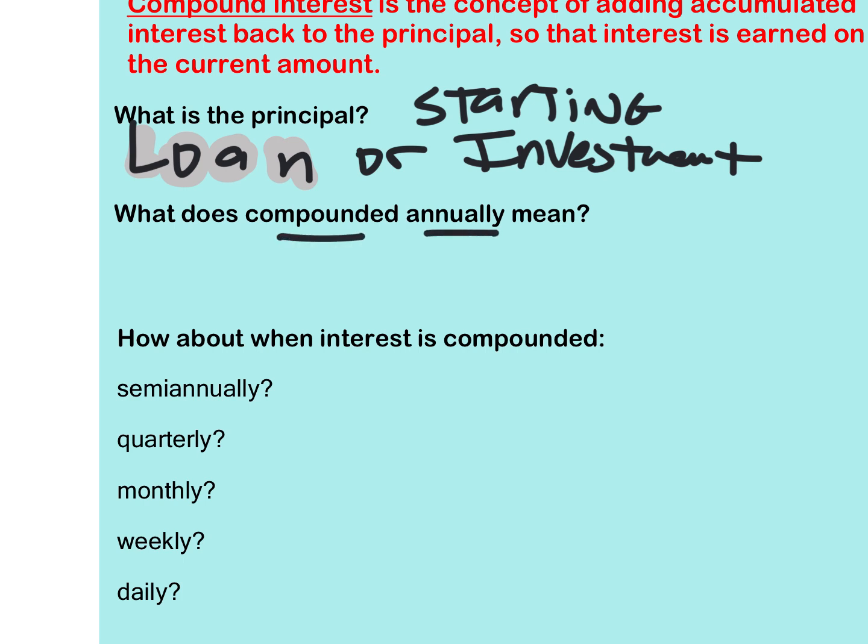That means every year, annual means year, once a year, you get your money or you pay your money. Is annual the way most things are done in the real world? No. Most things are done monthly. But that's what annually means, is once a year.